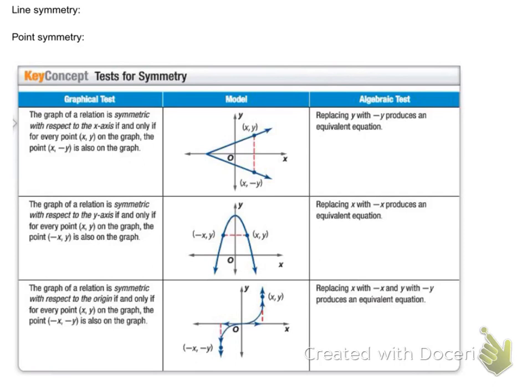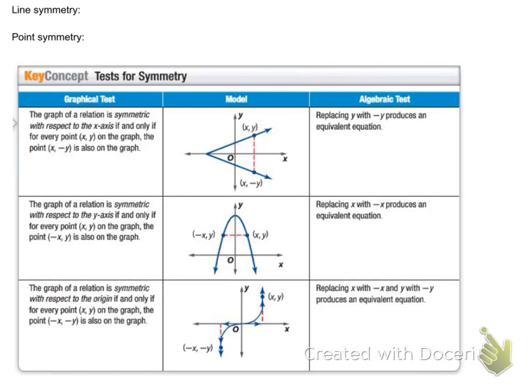Line symmetry. Line symmetry is when a graph can be folded in half and it results in a mirror image. So this would be a line symmetry. It happens to be the x-axis. This one is a line symmetry. That is the y-axis.